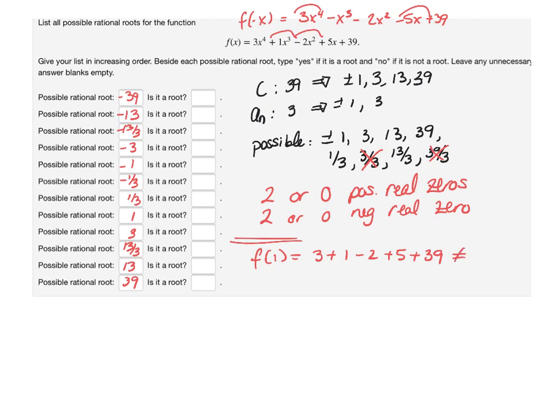No. So this does not equal 0. So over here, I would write no. So now my next one that's the easiest is 3. So I'm going to put 3 in there. 3 times 3 to the 4th plus 3 cubed minus 2 times 3 squared plus 5 times 3 plus 39. Is that likely to be 0? No. No. So I'm going to write no for that one.